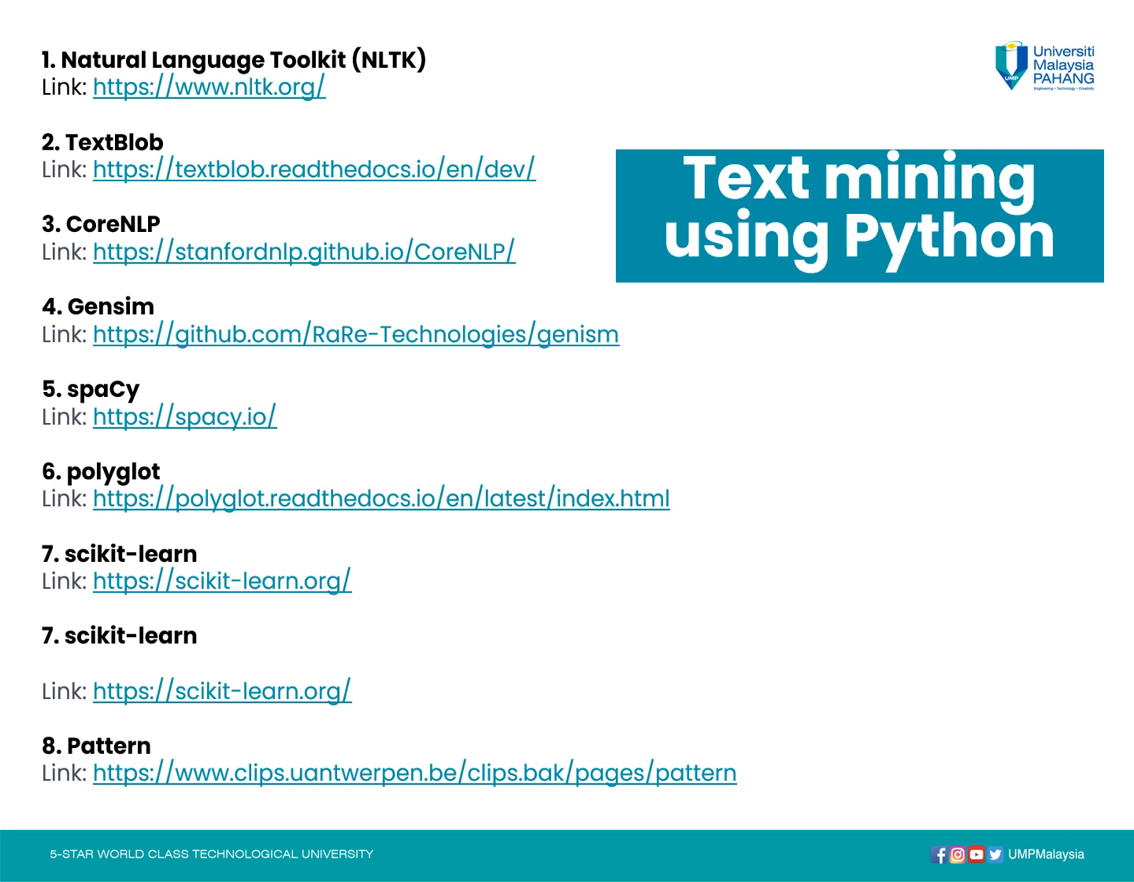So if you see text mining using Python, there are a lot of libraries. You can use the Natural Language Toolkit. All the links for the libraries are already in the slide, so you can check them out. The short form for the Natural Language Toolkit is NLTK. Then we also have TextBlob. Then we have CoreNLP, Gensim, spaCy, Polyglot, Scikit-learn, and the last one is Pattern.